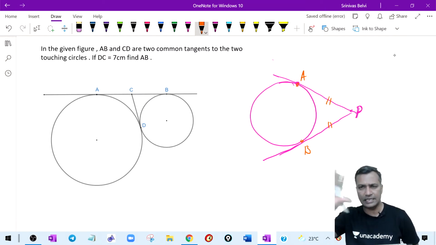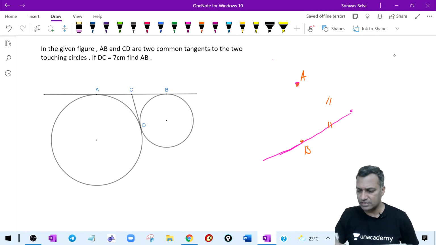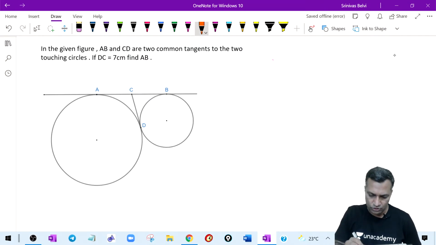Sure, you might have studied a little more about tangents. As we go along, let's try and explore what all things come with the tangent. For the time being, this is good enough. From an external point, two tangents can be drawn and they measure equal. So therefore, this length should be the same as this particular length.